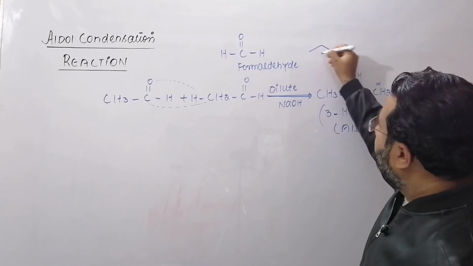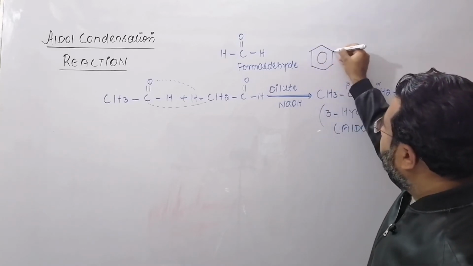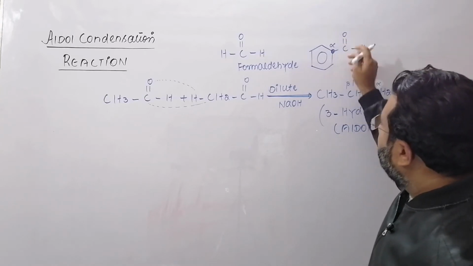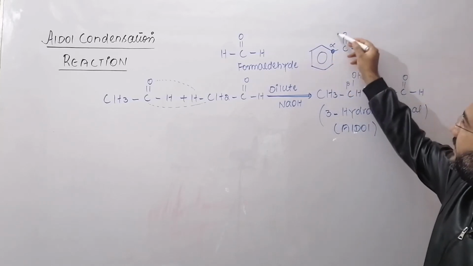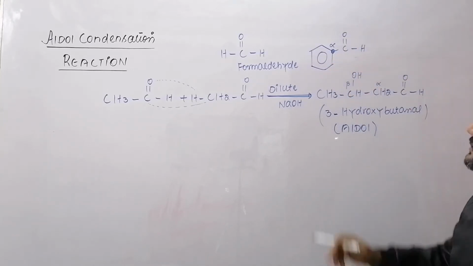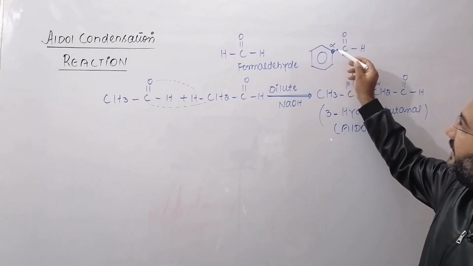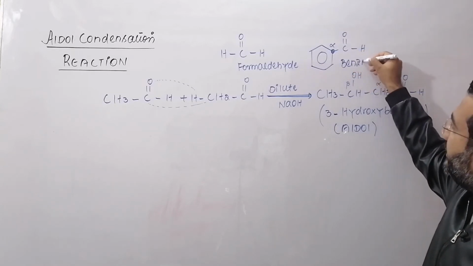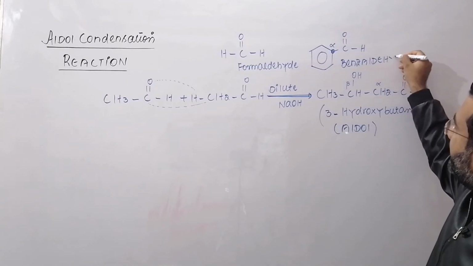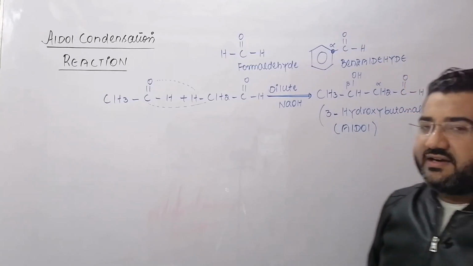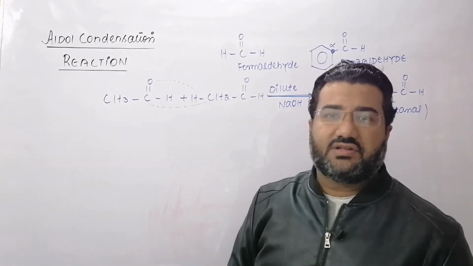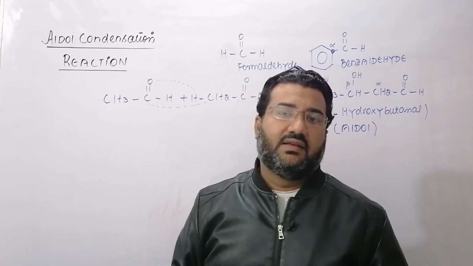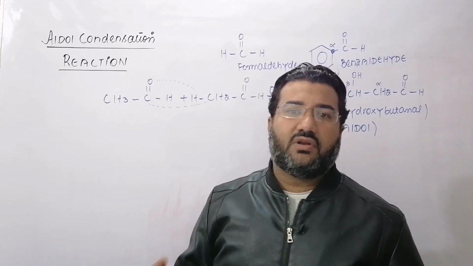And similarly, in case of benzaldehyde, again this one is the alpha carbon, and the hydrogen of this alpha carbon is replaced with the formyl group. So this alpha carbon does not have any hydrogen, so benzaldehyde is also a non-enolizable aldehyde. So when formaldehyde and benzaldehyde are provided with dilute NaOH solution, they do not show the aldol condensation reaction because they do not have any alpha hydrogen and they are non-enolizable aldehydes.